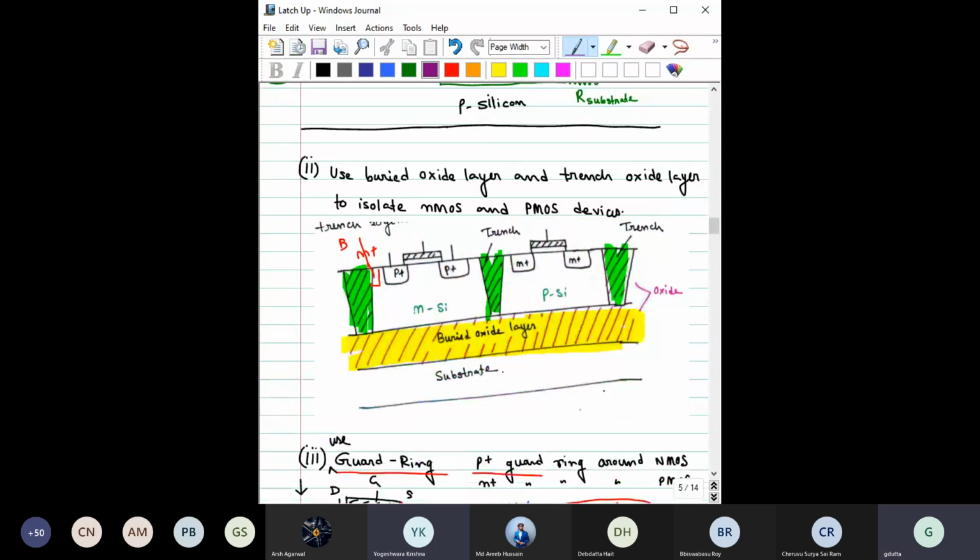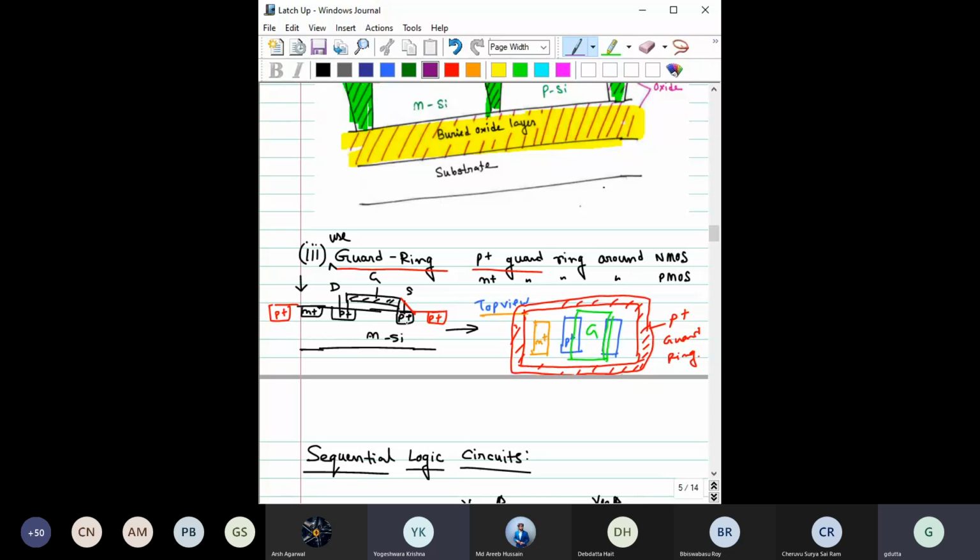If this is the emitter and it is injecting a hole, this guard ring is connected with a ground. This is a P plus region connected with a ground. This hole will be attracted to the lower potential compared to this. All these holes will go and be taken care of by this guard ring, meaning it will capture them. Are you getting my point?